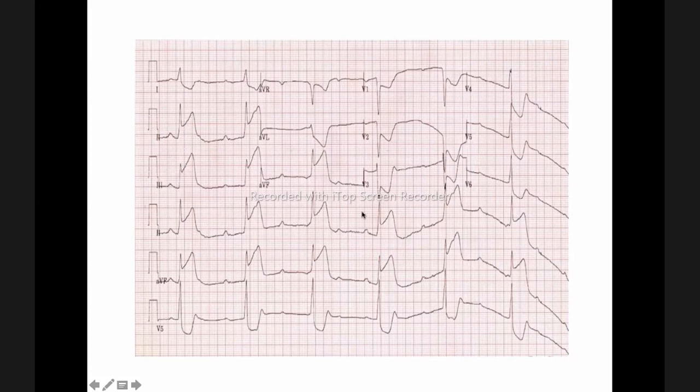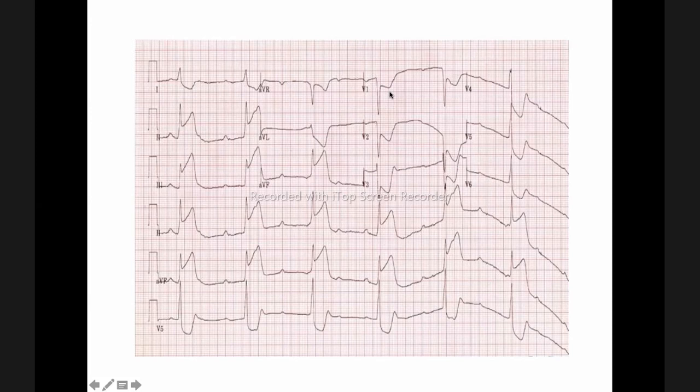This is also a long lead two. This is a long lead two, but this is also just a part of lead two. So 2, 3, and AV foot have ST elevation. Okay? So ST elevation, I agree with you. Very good. I'm very happy you picked that up. And I'm happy that you also started talking about these depressions.